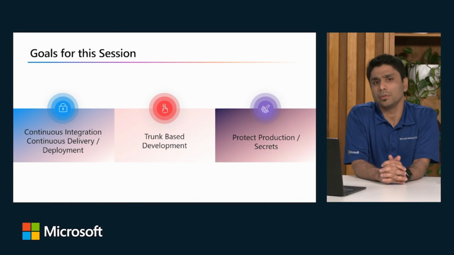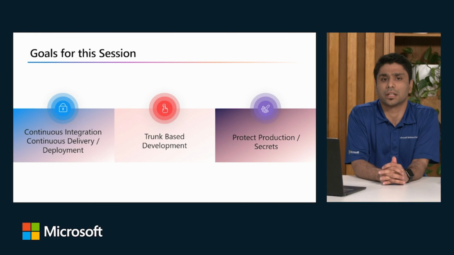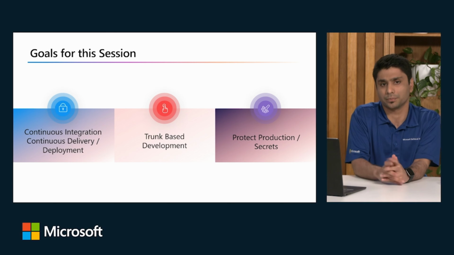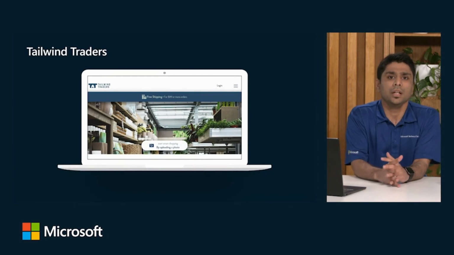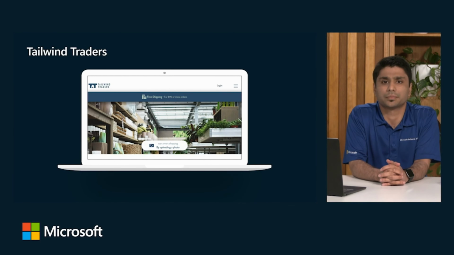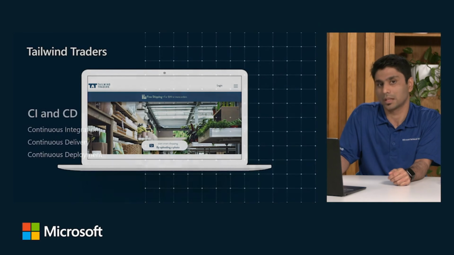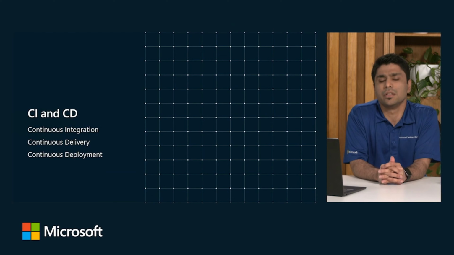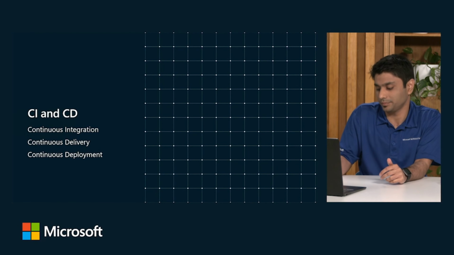Now, in this module, we'll focus on continuous integration and continuous delivery or deployment, which is often shortened as CI/CD. Continuous because DevOps refers to delivering value by keep trying, keep adopting methodology. We'll also go back to the idea of trunk-based development and protection of secrets, which we shortly covered in Module 2. Now, we are familiar with Tailwind Traders by now and how they're trying to accelerate delivery using DevOps. Now, CI/CD is another key element in DevOps.